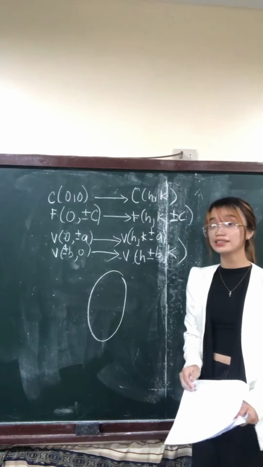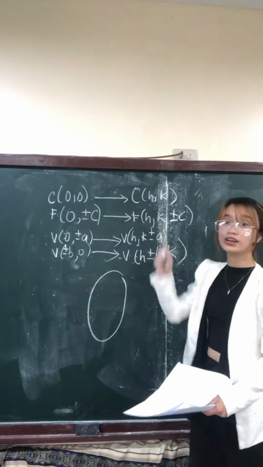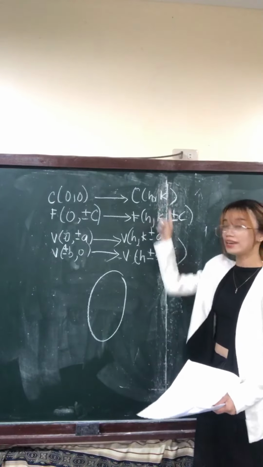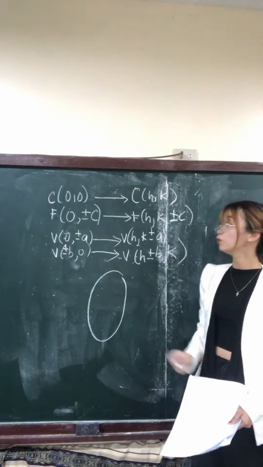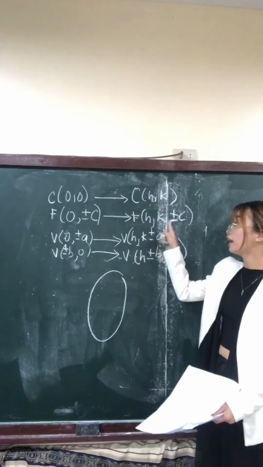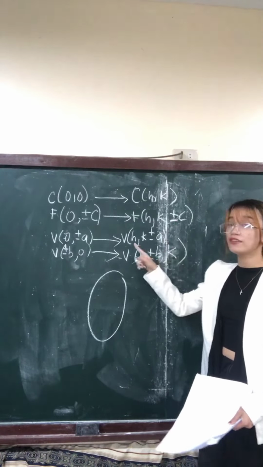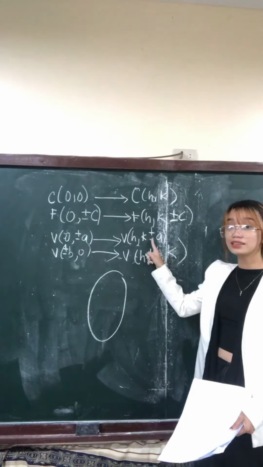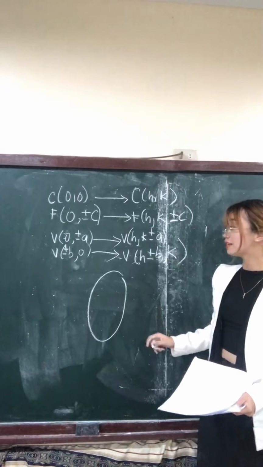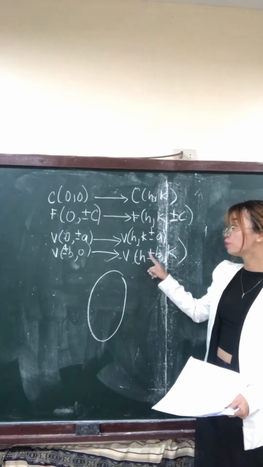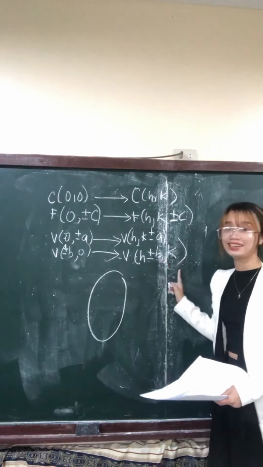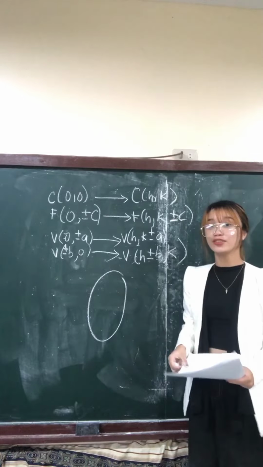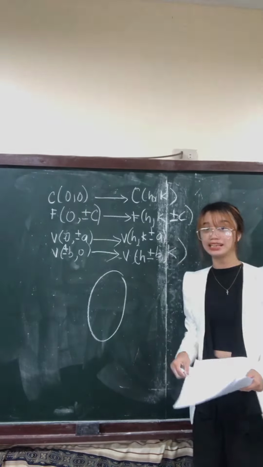And when the center is in the form of h and k, we have the coordinates of the foci of h, comma k positive and minus c. And for the major vertices, we have h, comma k positive and minus a. And for the minor vertices, we have the coordinates of h positive and minus b, comma k. So now we'll proceed to the equation and example for the ellipses.